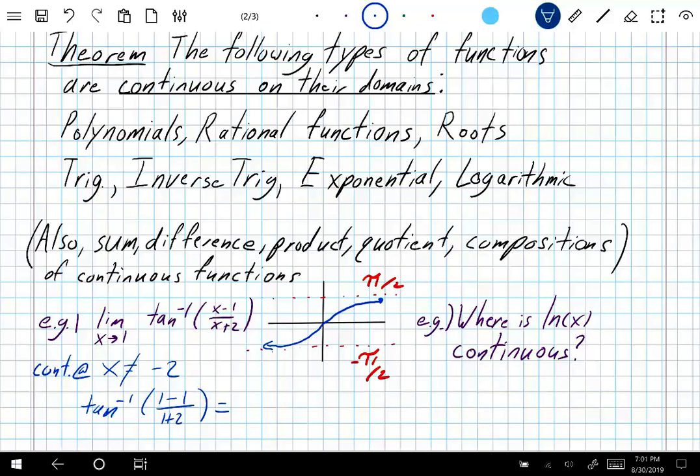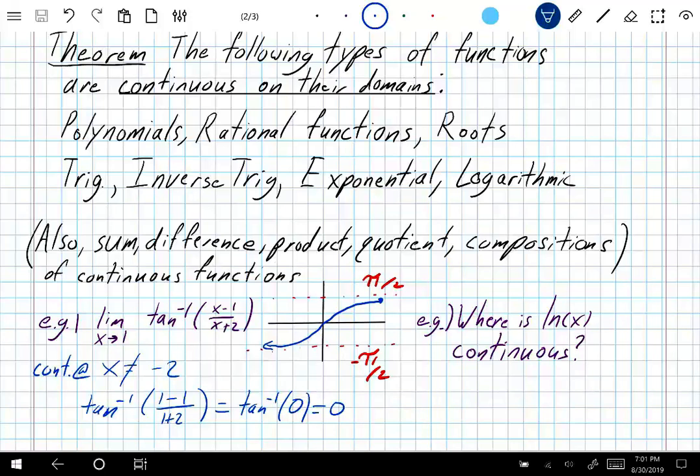You could put this in your calculator. I hope you don't have to. Tan inverse of 0. What is tangent inverse of 0? We love our calculators, we do, but you got to know this one. Tangent of 0 is 0. Tan inverse of 0 is also 0. Great. Piece of cake. This would be so nasty to do any other kind of analysis with, but it's so easy because we know this property of the functions that build it up, right? This outer function in my composition is continuous. This inner function is continuous except for at -2. We're not anywhere near -2.